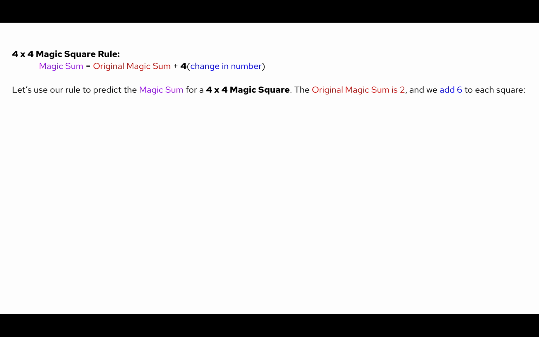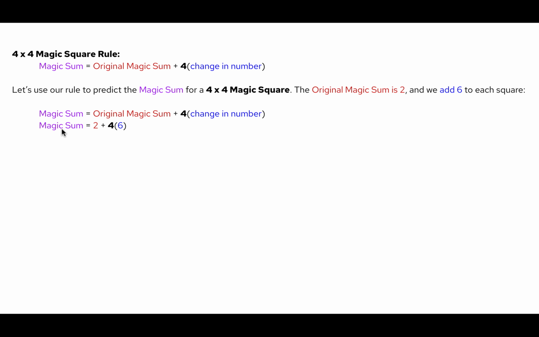Now let's try our 4 by 4 magic square rule. Again, the only thing that changed was now the 4, because there's 4 squares in a row. We're going to use this rule to predict the magic sum for a 4 by 4 magic square. This time the original magic sum is 2, and we're going to add 6. Okay, so here's our equation that we have.